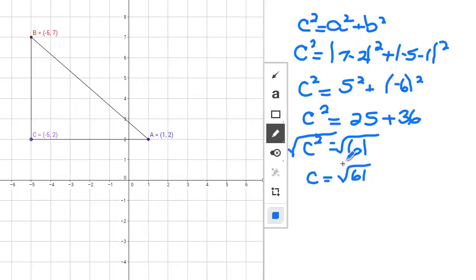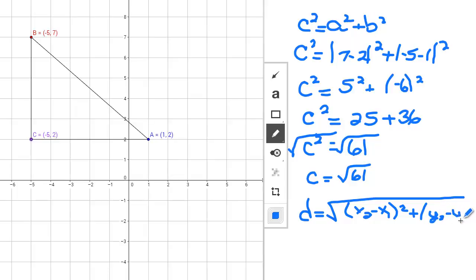So how do we write this so that we don't have to draw the triangles out and find the values each time? Well, the distance formula, or the distance between 2 points, is equal to the square root of the change in y's squared plus the change in x's squared. So we can say x2 minus x sub 1 squared plus, because we're adding these up, y sub 2 minus y sub 1 squared.